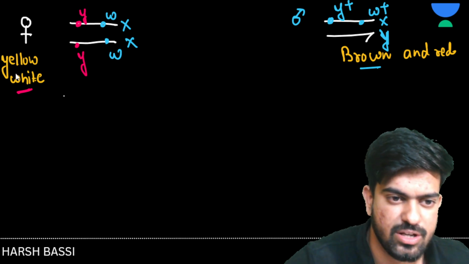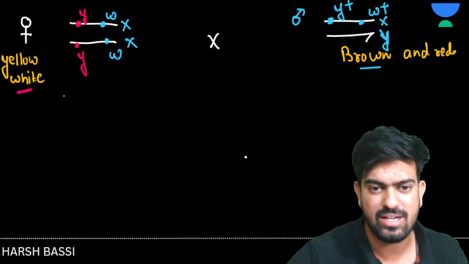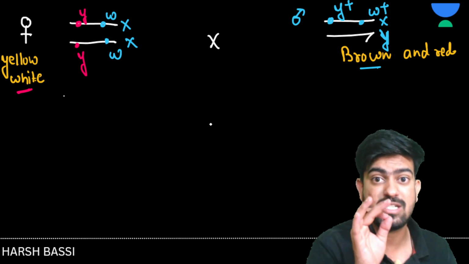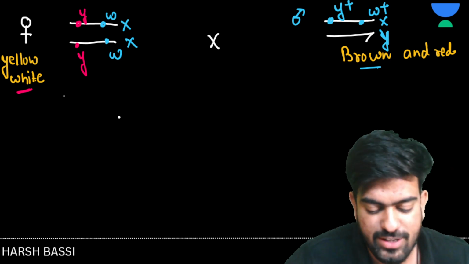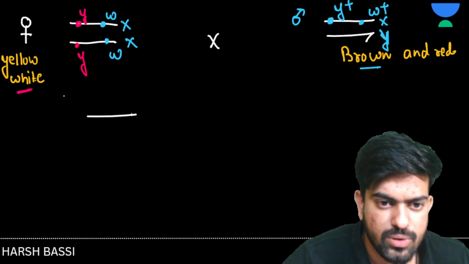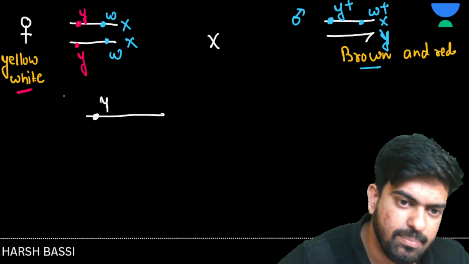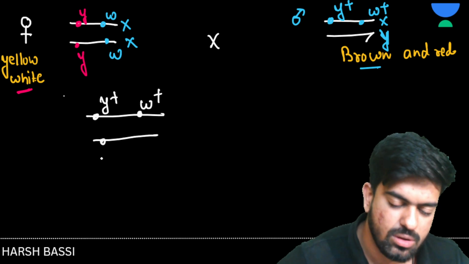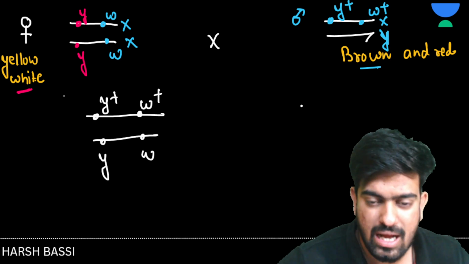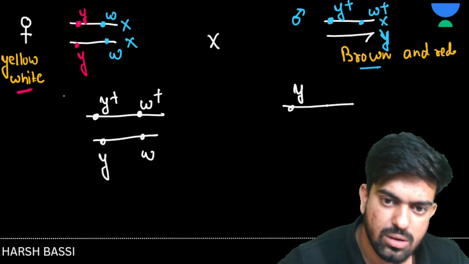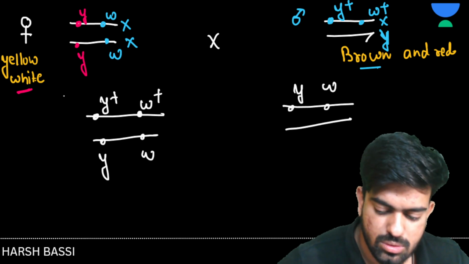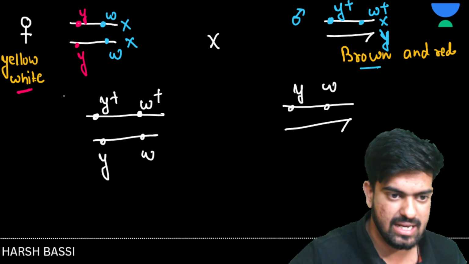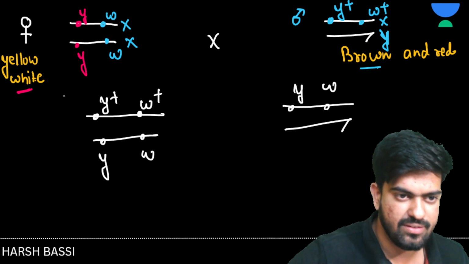Now the F1 generation. Let's make the F1 generation with the help of the diagram first. After that, I'll explain this with the help of the Punnett square also, so that you will be able to understand this completely. So in the F1 generation, we can have Y plus W plus, or we can have YW combination, and we can have Y and W combination. Okay, sir, how did we get this? See here, I will definitely explain it to you.